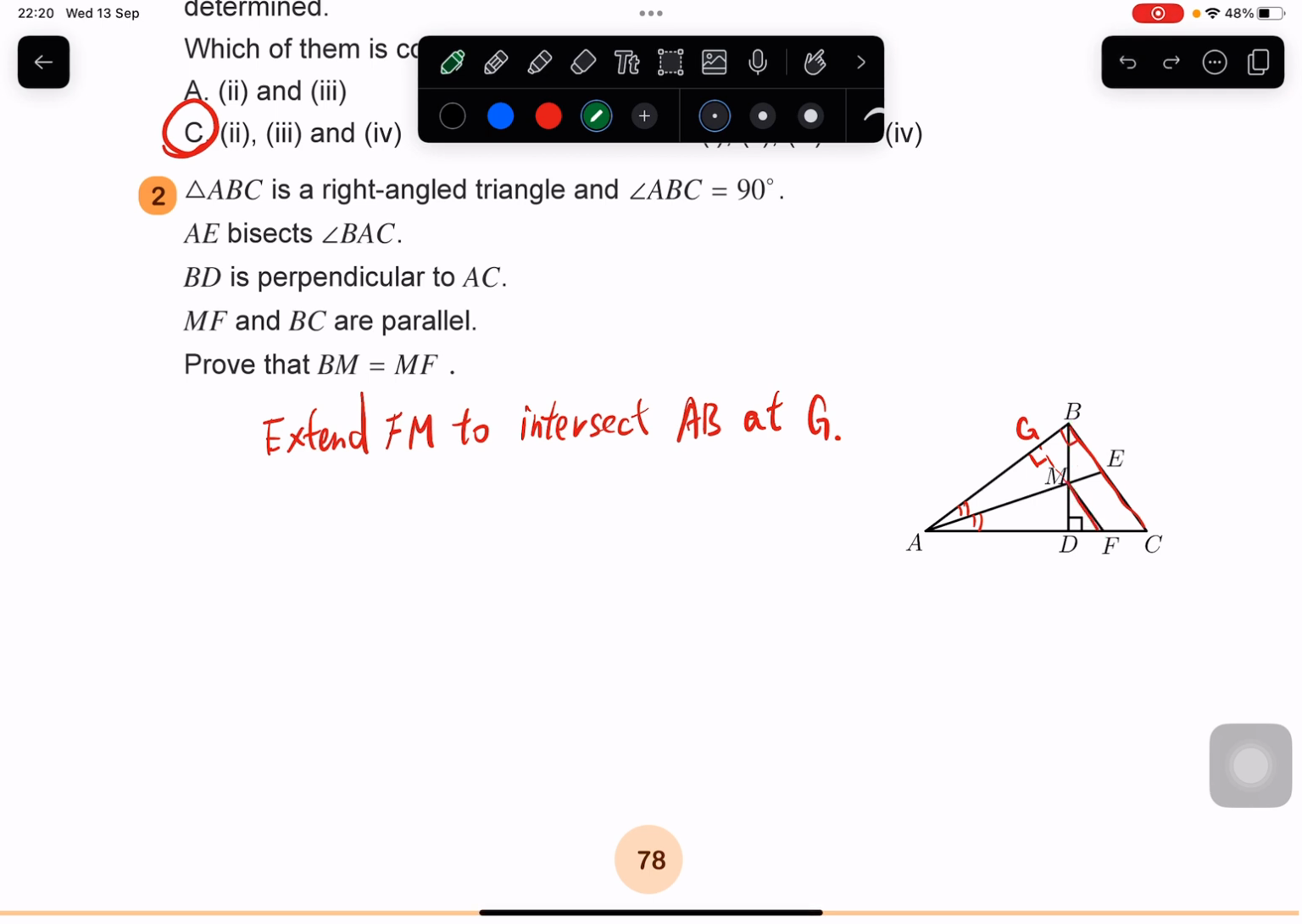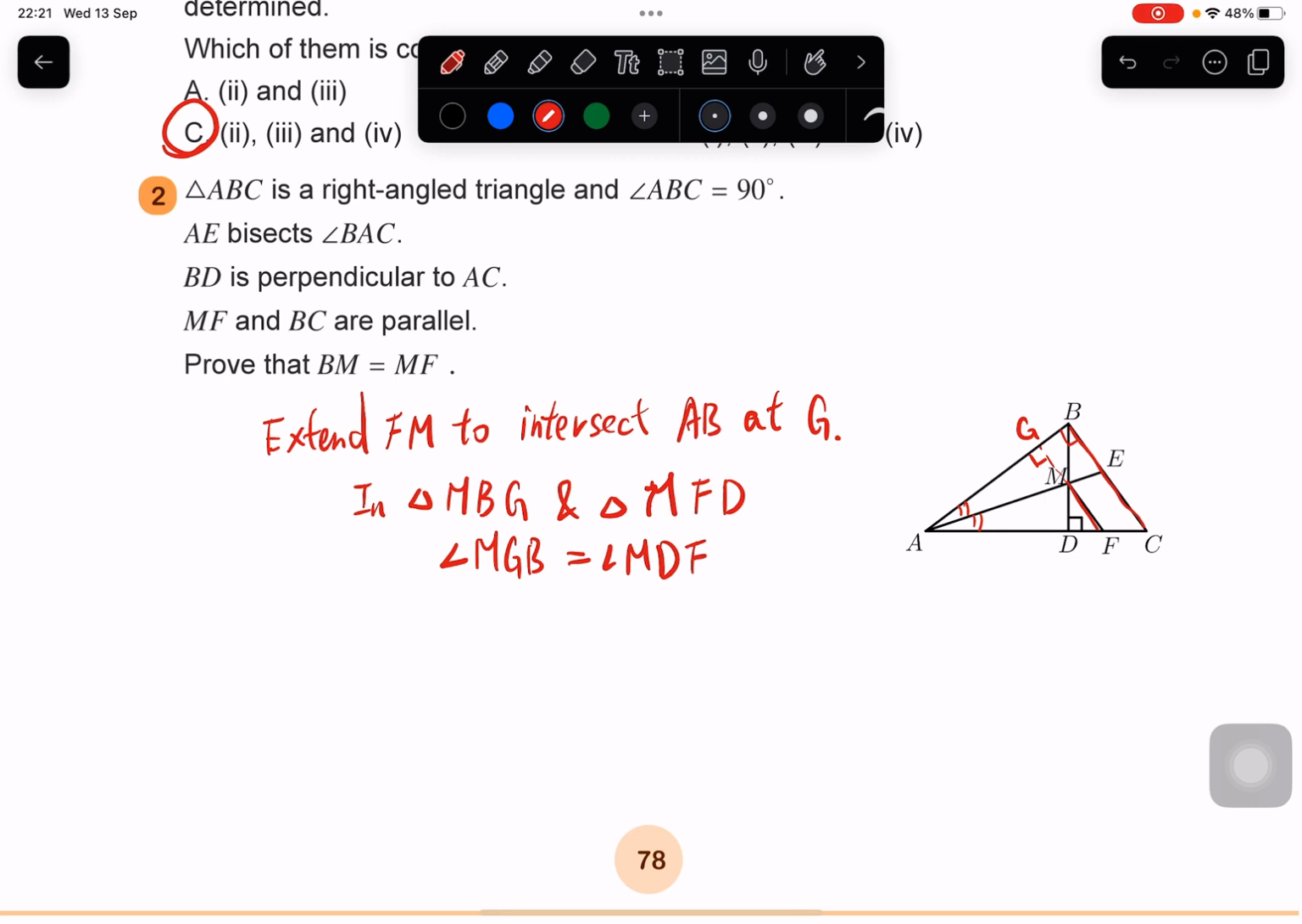After that, because we want to prove that BM is equal to MF, we are just going to take a look at these two triangles. So we have in triangle MBG and triangle MFD, first of all, angle MGB is equal to angle MDF. That's equal to 90 degrees, because we have two right angles there.